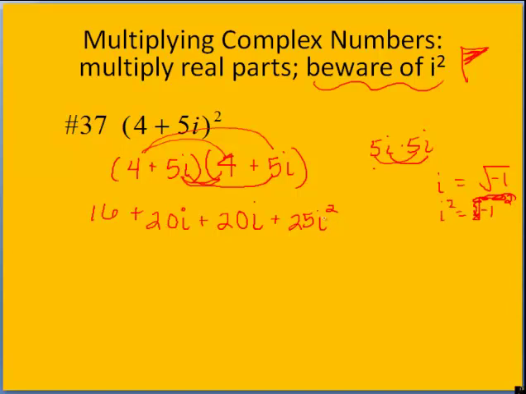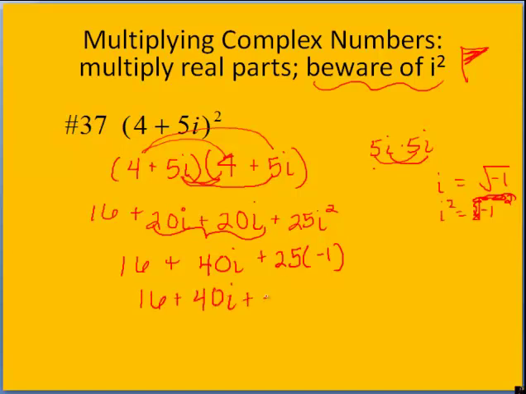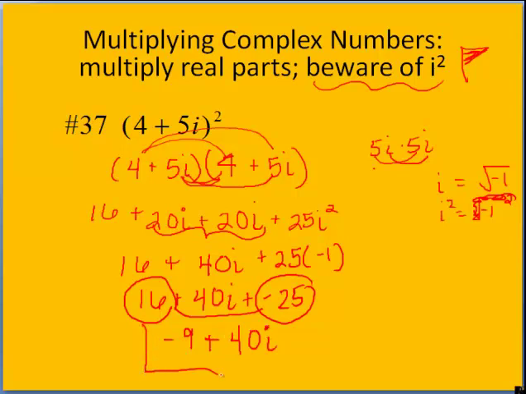So what I'm going to do is take out that i squared and put in -1 instead. So that's going to multiply. We have 16 plus, I'm going to simplify these. So we have 20i plus 20i, we would get 40i, right? And then 16 plus 40i. Now this is going to change into plus -25. And now if I combine these, because it's addition, order does not matter, I am going to get -9 plus 40i. There is our complex standard form.